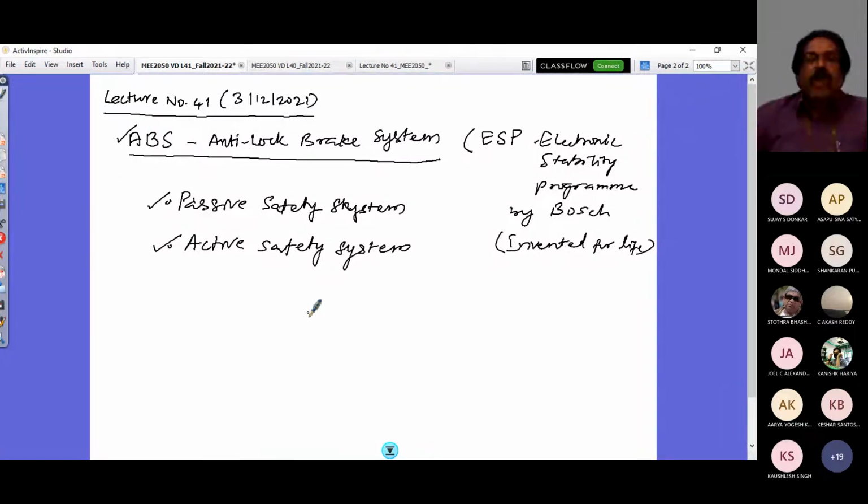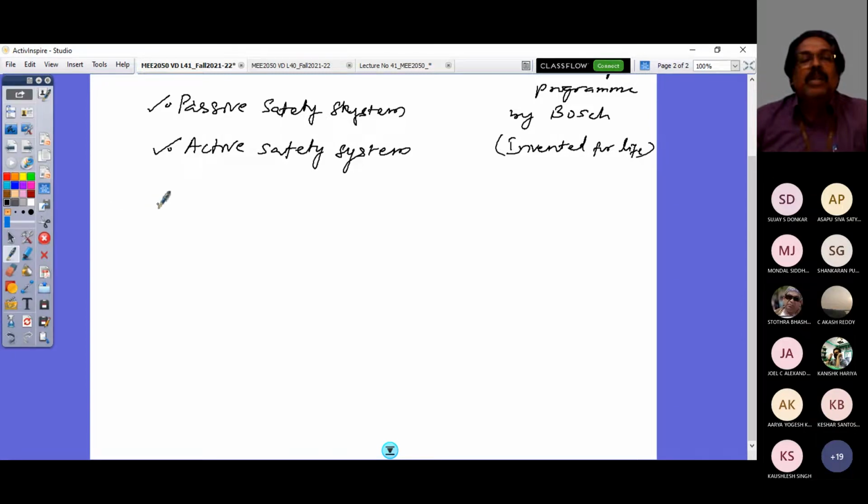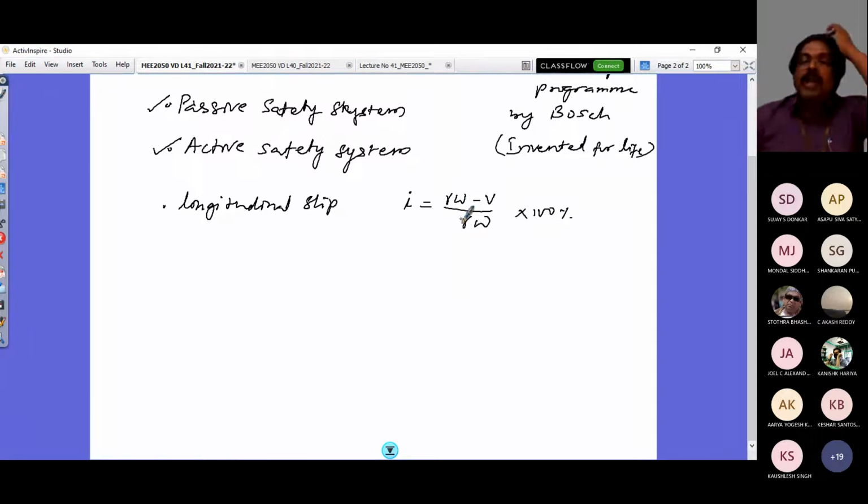So we have to understand some of the important terms. Like in acceleration, we have understood what is called the slip that occurs at the tire-road interaction. We know what we mean by longitudinal slip. How do we define longitudinal slip? By the letter i, and that is defined as (R omega minus V) by R omega, into 100. Here R is the rolling radius, omega is the angular velocity of your wheel, and V is the wheel center linear velocity. The question is, are they not the same? R omega is not equal to V.